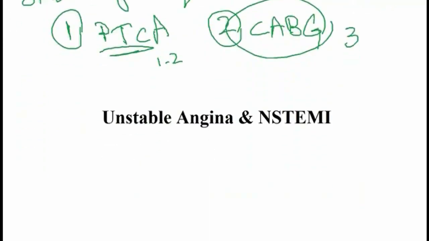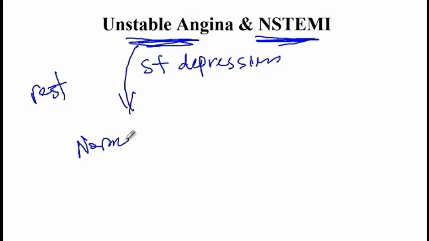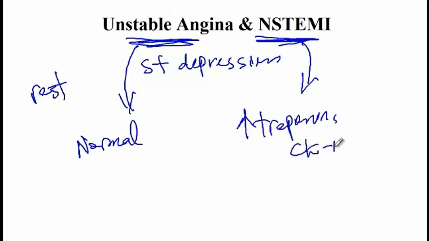Next, we have the unstable angina as well as the NSTEMI. So these two are similar in the fact that they both present with the chest pain at rest. And then EKG changes for both can show the ST depression. However, one main difference that can help you differentiate these two from each other, unstable angina is less severe than NSTEMI, and thus patients with unstable angina will have normal cardiac enzymes, while patients with NSTEMI, since it's more severe, there would be more damage to the heart, and thus there would be elevated cardiac enzymes like troponins or creatine kinase MB.